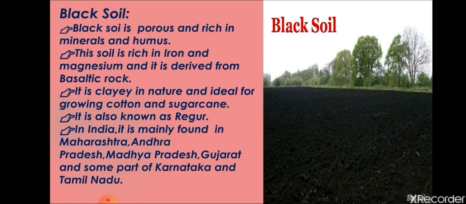Now in India, it is basically found in Maharashtra, Andhra Pradesh, Madhya Pradesh, Gujarat and some parts of Karnataka and Tamil Nadu. Black soil is basically known as regur. It has a good content of humus and minerals. It is formed from its parent rock, that is basalt, and it is porous. It can contain moisture. Next, it is good for the cultivation of cotton and sugarcane. Basically you have to know where this soil is found in India.